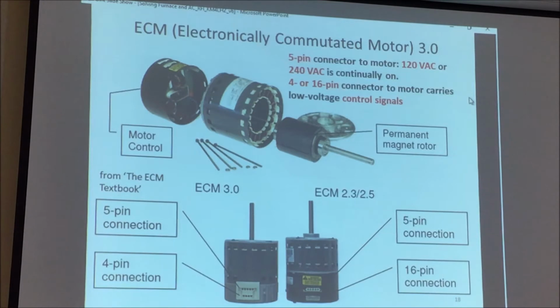And this particular motor is made by Regal Belvoir. It has 2 connectors on it, which will have some import, and I'll explain why. The 5-pin connector to the motor, which is the motor in my furnace, always carries 120 volts AC. It's only a 0.5 horsepower motor. It's always on. The 4 or 16-pin connector to the motor carries the low voltage control signals. And the motor itself, I think, operates on 24 volts DC, but I'm not positive.